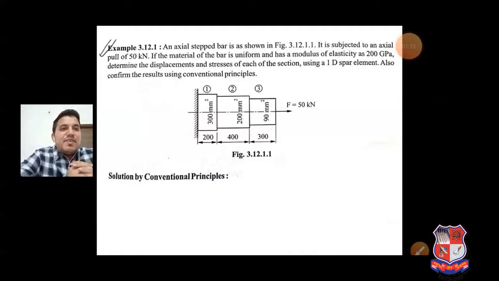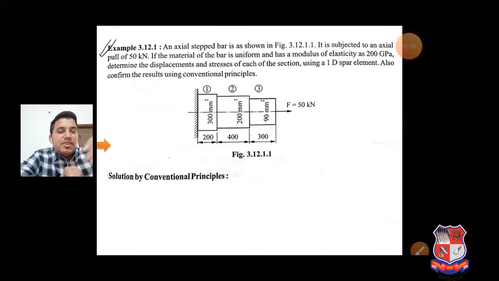An axial stepped bar is as shown in the figure. It is subjected to an axial pull of 50 kilonewton. So here we already marked the elements 1, 2 and 3, as well as indicated the force equal to 50 kilonewton. If the material of the bar is uniform and has modulus of elasticity 200 gigapascal, same formulation is there. Determine the displacement and stress of each of the sections. Use 1D bar elements. As we observed yesterday, the same formulation is there.